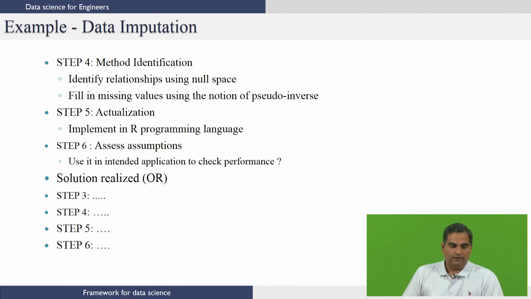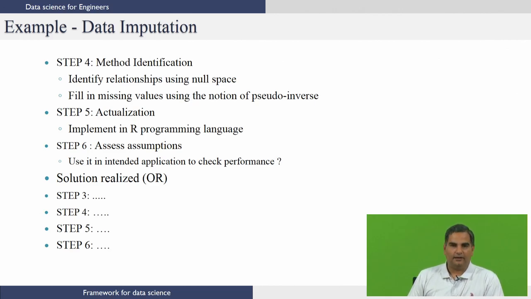So, if we assume that there are relationships between these variables, then there is the question of coming up with a method that will answer our question as to what the relationships among these variables are. This is what we call method identification.